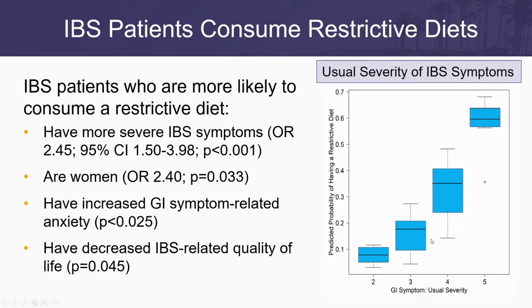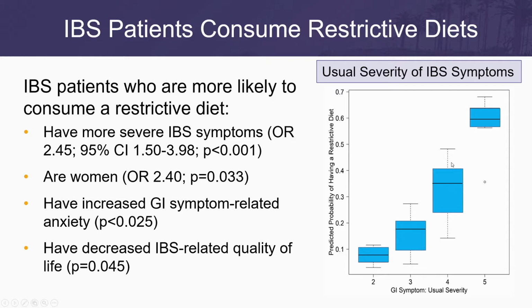But we found that when you see IBS patients, you're going to find there's more that have these restrictive diets. And so we looked at usual symptom severity and found that the more severe their IBS symptoms, the more likely they were going to be on a restrictive diet.